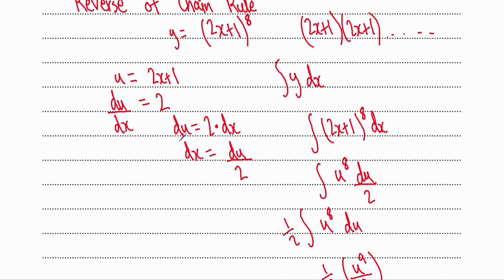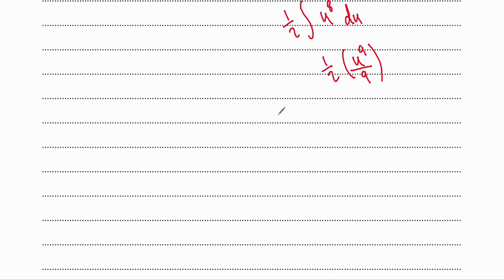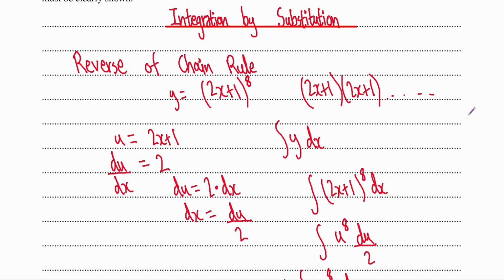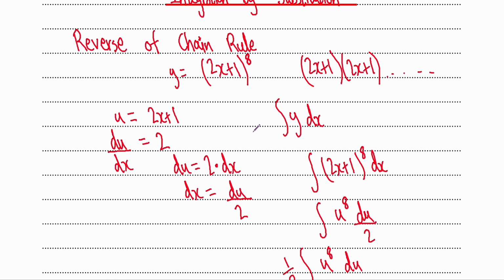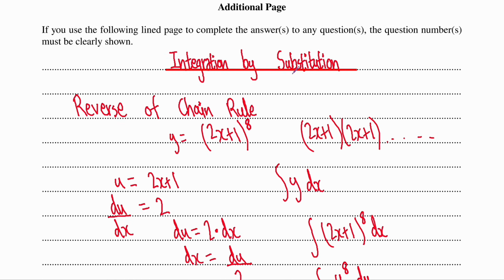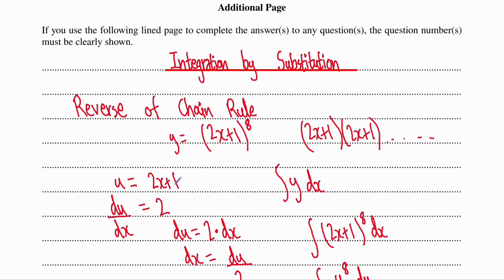But u is equal to 2x plus 1. You can just put that back in. So you have that is equal to a half times 2x plus 1 to the power 9 divided by 9, which is equal to 2x plus 1 to the power 9 divided by 18 plus c, of course, because it's an indefinite integral. So you can see, instead of expanding all these brackets out and getting an insanely long polynomial and then integrating that and then factorizing that, we can let u equal 2x plus 1. This is also called integration by u substitution sometimes.